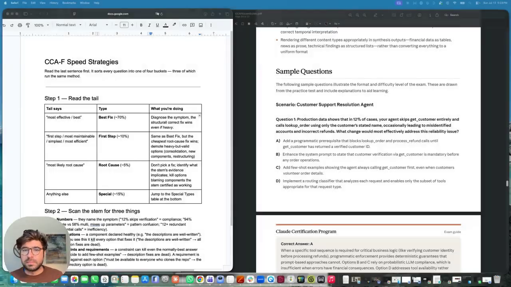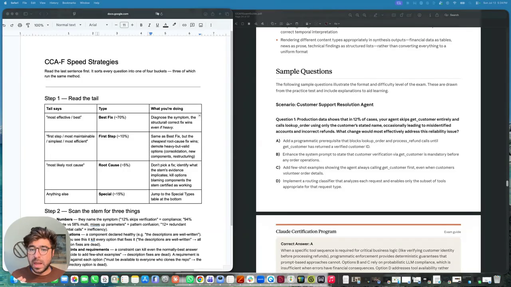So, I built a simple system, just 4 steps, with 3 reference tables for you to commit to memory. And today, I'm going to walk you through it live on the actual sample questions Anthropic publishes in the exam guide so you can see how it works on the real thing. Let's go. Okay, so now let's get into the actual system.